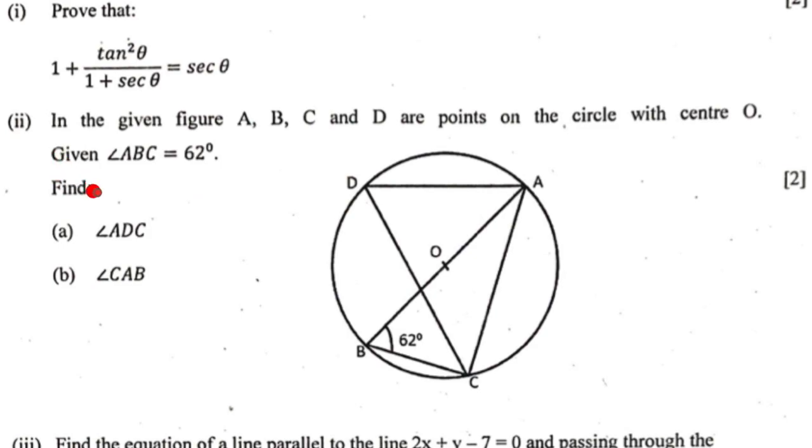Question 6, second part. In the given figure, A, B, C, D are the points on the circle with center O, and ABC is given as 62. And can you see this AB? That's also given as the diameter. We have to find angle ADC. Where is ADC? This one, we'll call this as A. And CAB, this one, we will call this as B. Let us start solving the question.